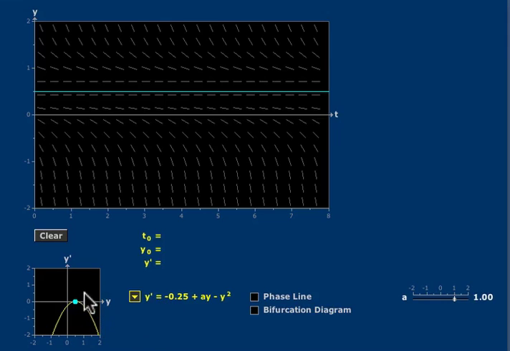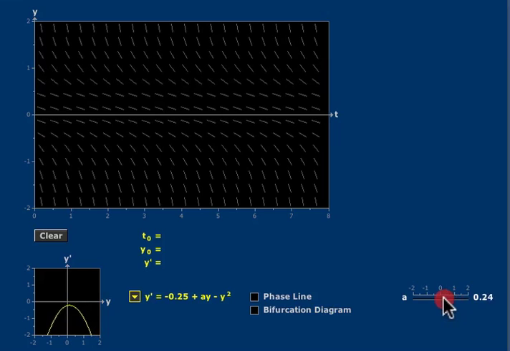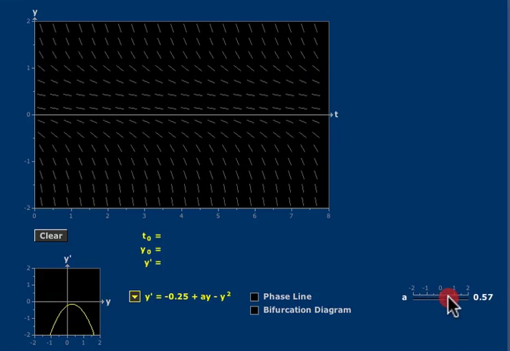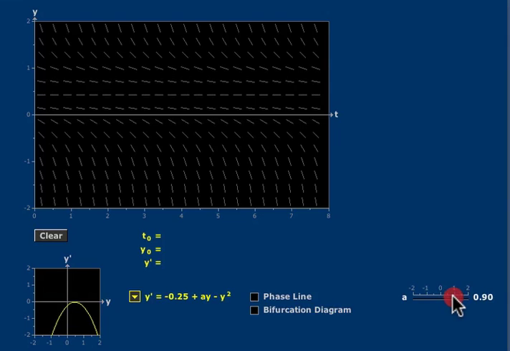Now, notice this parabola in the lower left of the screen. As I change A, it moves. That parabola is the graph of y prime as a function of y. So it depends upon A. When A moves up to the value A equals 1, the parabola moves up and touches the y-axis at the value y equals 1/2.